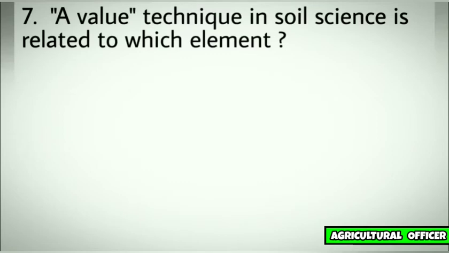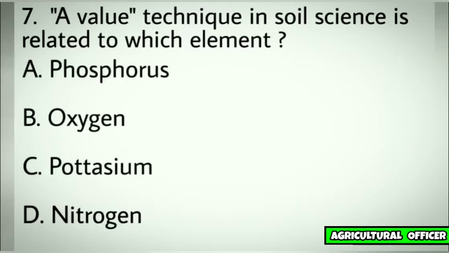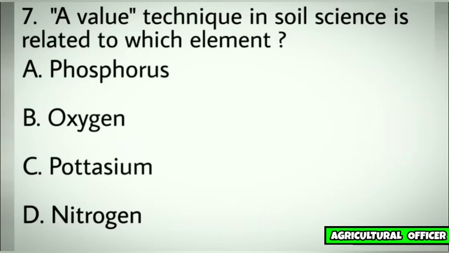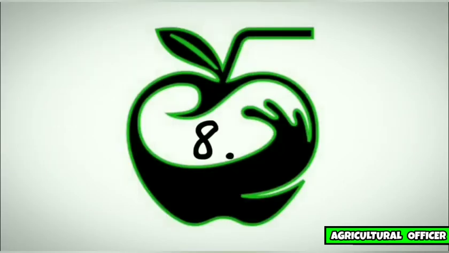Question number 7. A value technique in soil science is related to which element? Options: A. Phosphorus, B. Oxygen, C. Potassium, D. Nitrogen. Correct answer: A. Phosphorus.